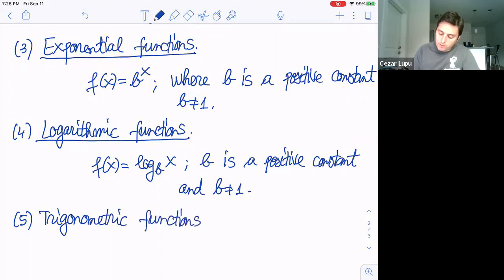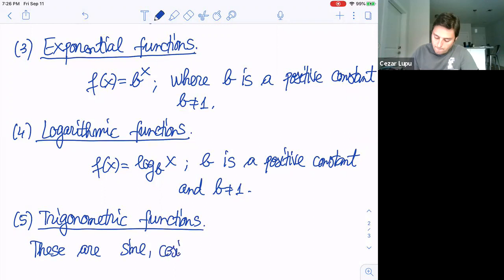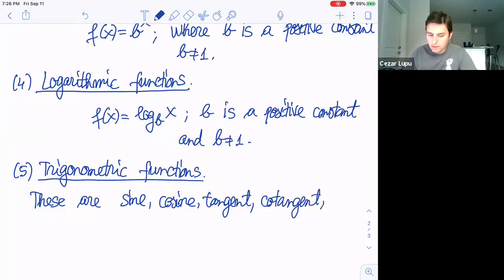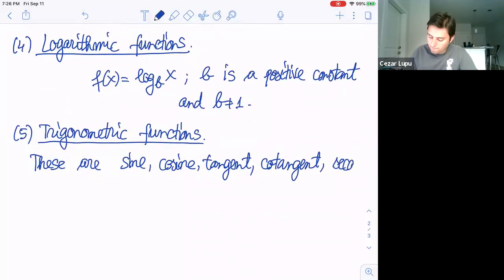And we will talk about these functions. Well, we have seen some of them. We've talked about sine, cosine, tangent, cotangent, secant, cosecant, and so on. So these functions are sine, cosine, tangent, cotangent, secant, and cosecant. And we have defined them previously.